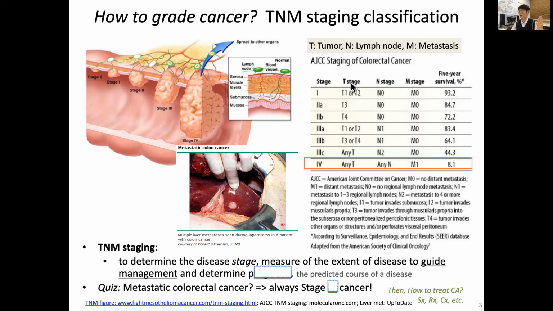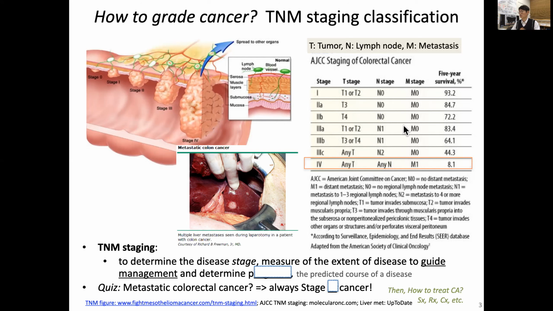You can see the T stage, the number of tumors found: one tumor or 2 tumors is stage 1. If it's 3 tumors, stage 2A, and 4 tumors, stage 2B. And then the tumors are involved in nearby lymph nodes, node metastasis. If the number of lymph nodes involved is 1, that's stage 3, and if the number of lymph nodes involved is 2, the stage gets higher. And what's important here is that no metastasis is found.